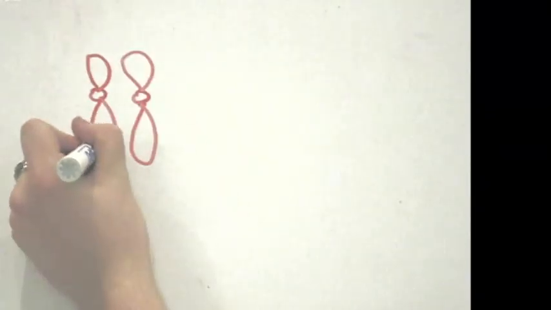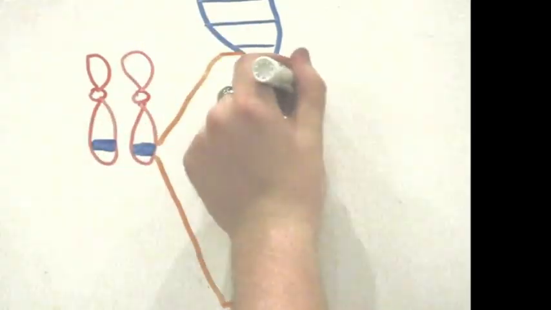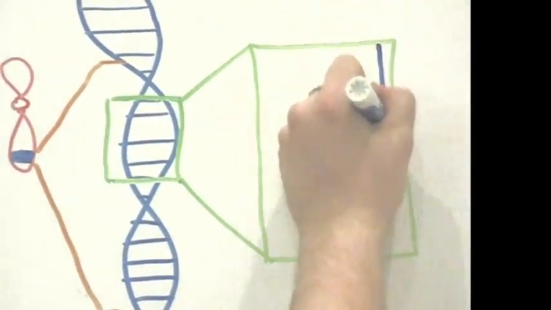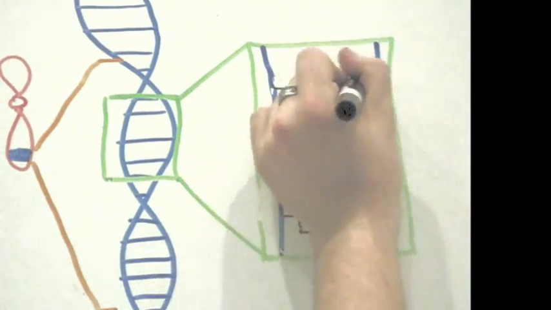All cells in your body have 2 copies of each gene. Genes are made up of DNA, which is made up of base pairs. These base pairs you can think of as letters representing molecules, and each letter also has a different letter that it likes to pair with.